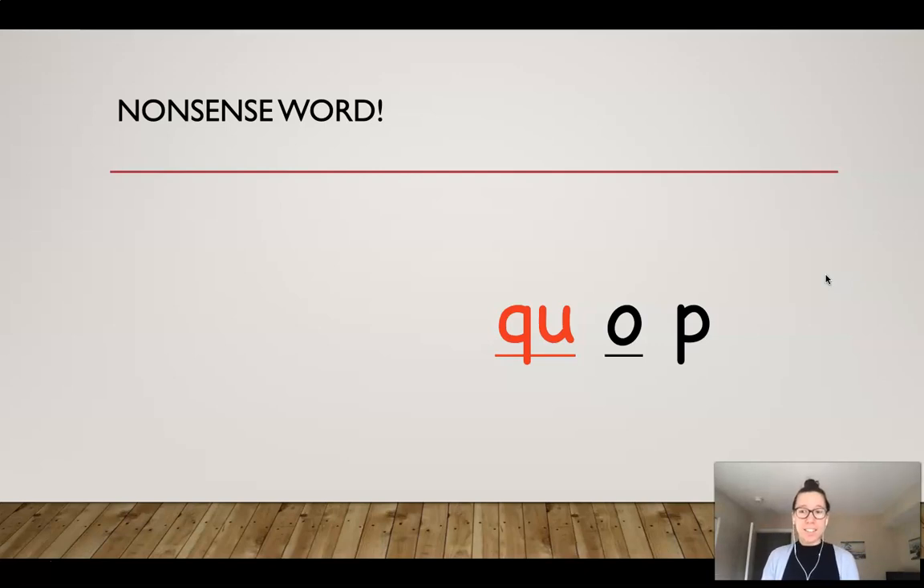If we were to make this a nonsense word, friends, we could change our first sound h to the sound qu.